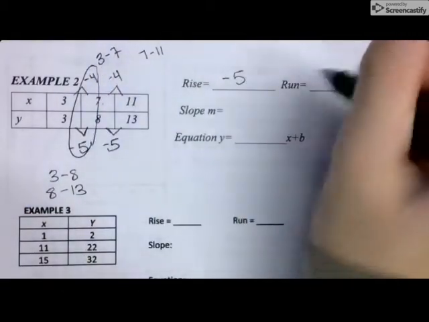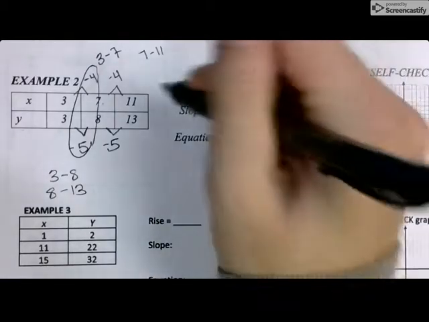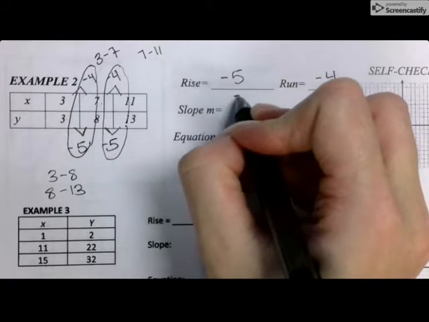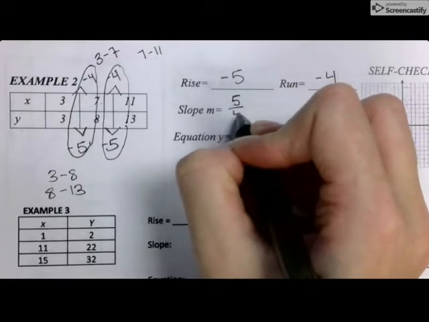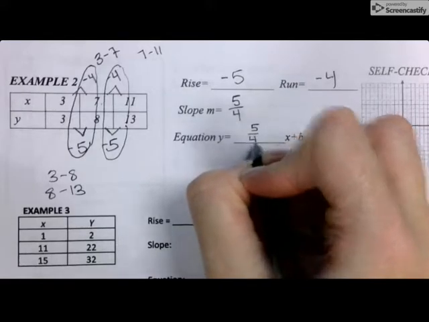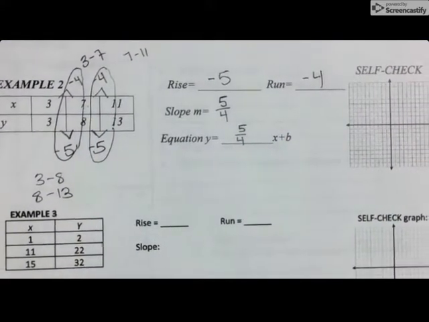Change in y over change in x. So I have -5 over -4, which means my slope is a +5/4. So my slope would be 5/4 x plus b.